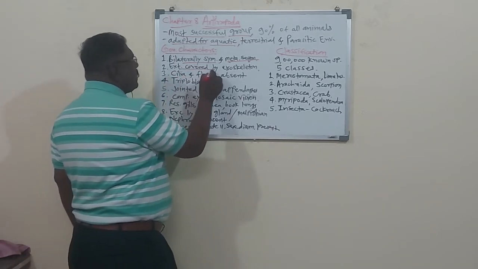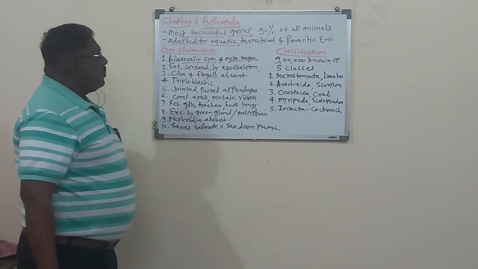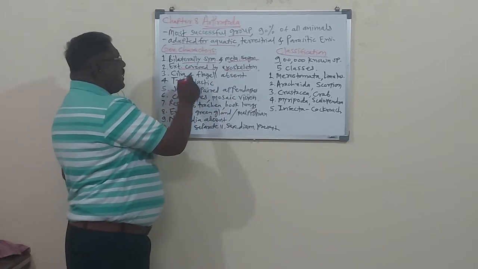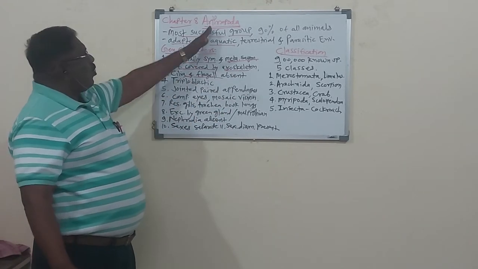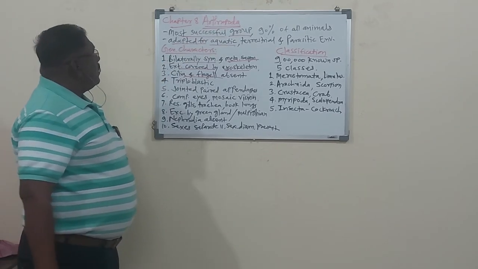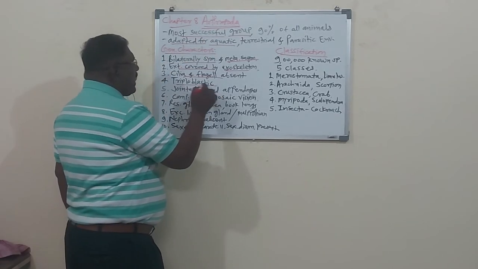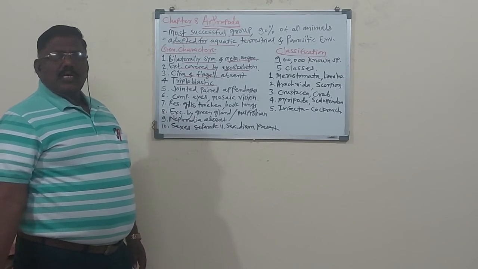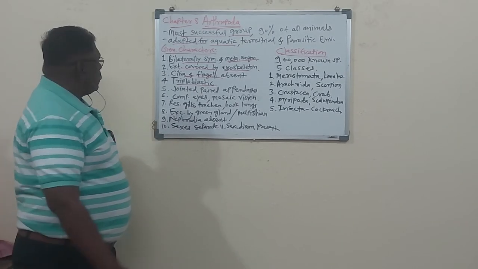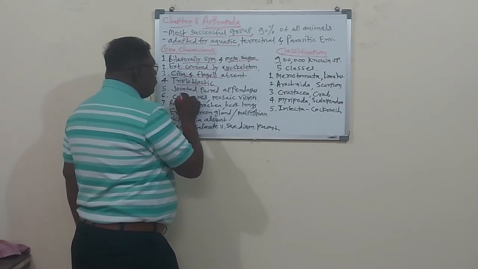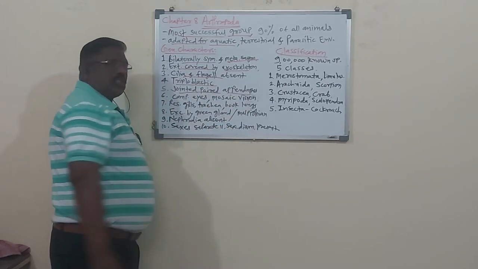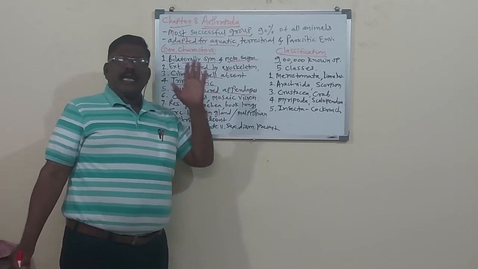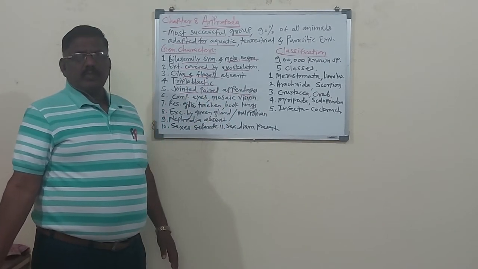Externally covered by a thick cuticle, that is called the exoskeleton. Cilia and flagella are completely absent in Arthropoda animals. They are triploblastic animals, the body is made up of three layers: ectoderm, endoderm and mesoderm. They have paired jointed appendages. Jointed legs or jointed appendages are a special character of the Arthropoda phylum.